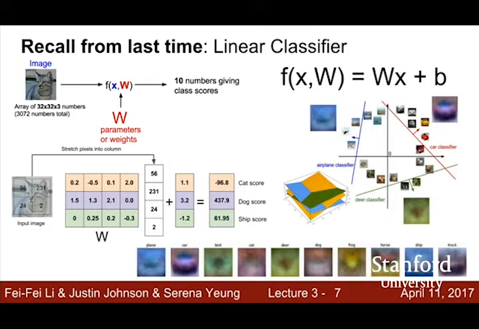Then there exists some parameter matrix W, which will take this long column vector representing the image pixels and convert it to give you 10 numbers, giving scores for each of the 10 classes in the case of CIFAR10. We had this interpretation where a larger value for the cat class means the classifier thinks that the cat is more likely for that image, and lower values for maybe the dog or car class indicate lower probabilities of those classes being present in the image.